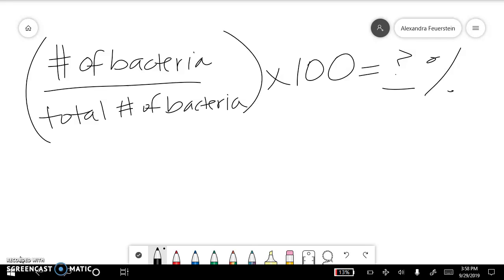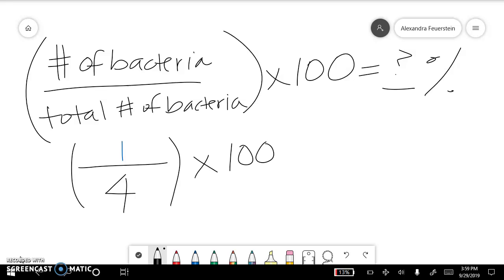So if we were to take the example from the initial population, we know there's going to be one purple bacteria. So I'm going to go ahead and choose blue, because that's close to purple. So when we do that, there was only one purple bacteria out of the total initial population, which was 4. So then we are going to write our 4 on the bottom. We're going to put that in parentheses, and we're going to times whatever that value is by 100.